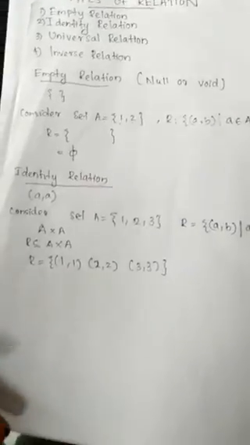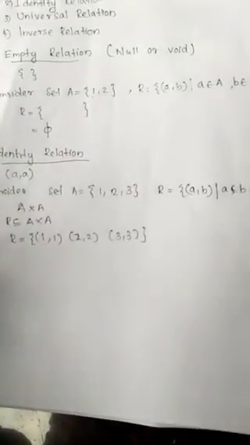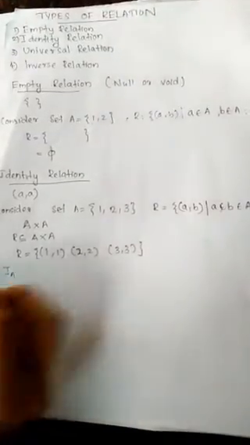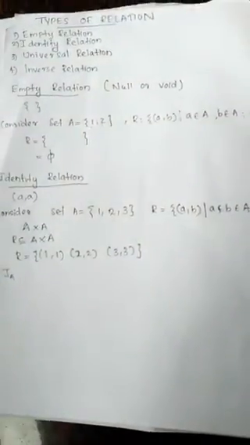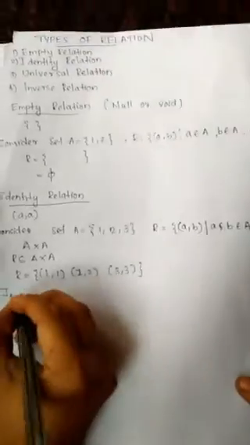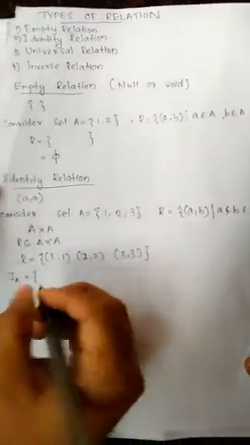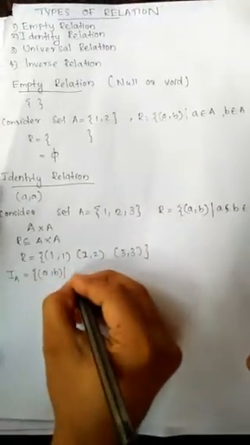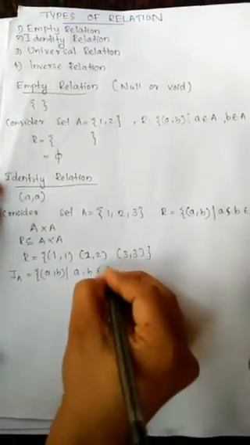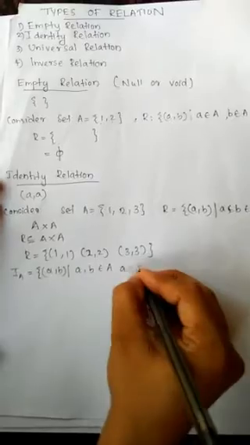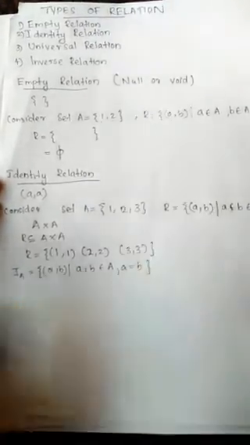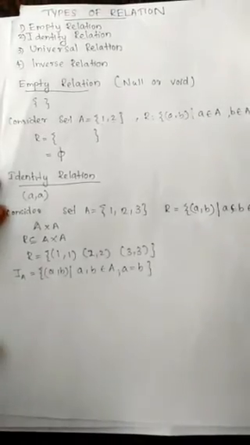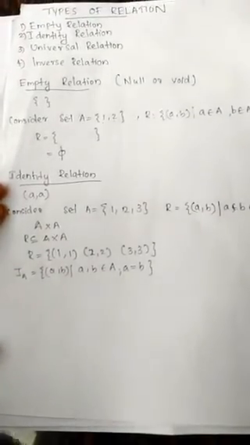So mathematically, the identity relation is represented using I_A. This is the notation. So the identity relation is the set of ordered pairs (a, b), for every a, b belonging to the set A, where a is equal to b. This is the set builder form of the identity relation.